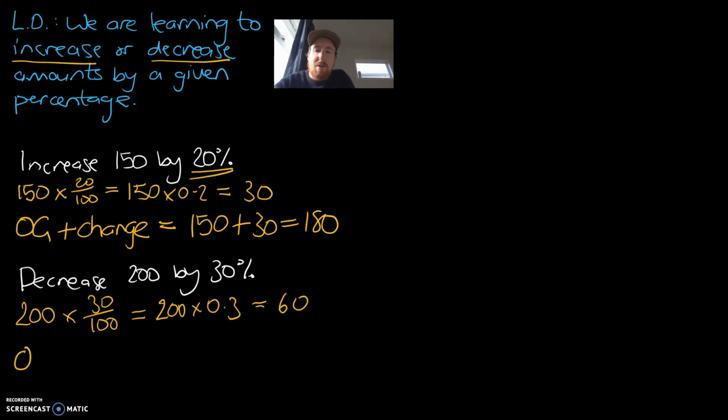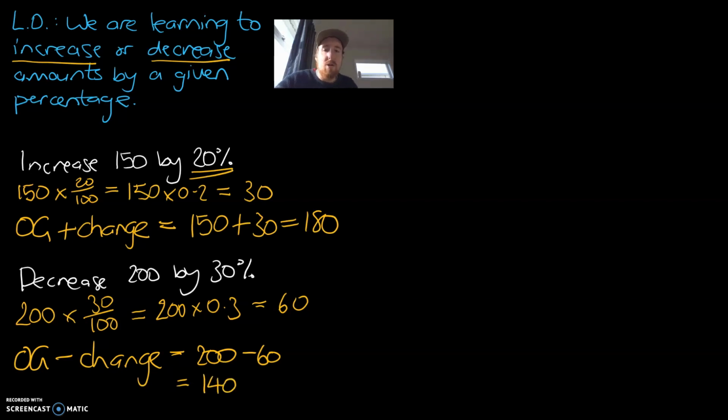And I'm going to set up a little formula again. We're going to go original minus the change. And that's going to be equal to the original 200 minus the 60 change. And that's going to become 140. So I do want to highlight one key thing. When we are increasing, we're going to be adding that change. And when we are decreasing, we're going to be subtracting that change.